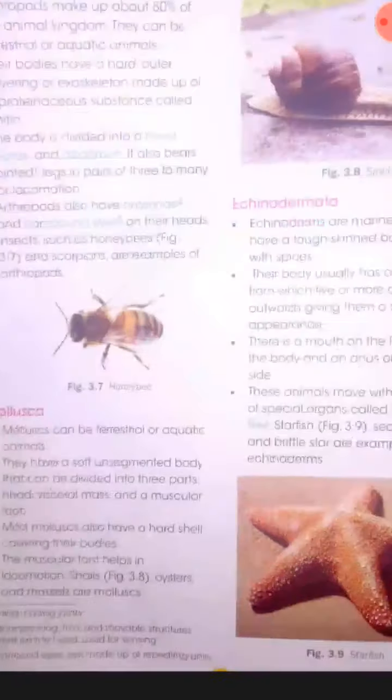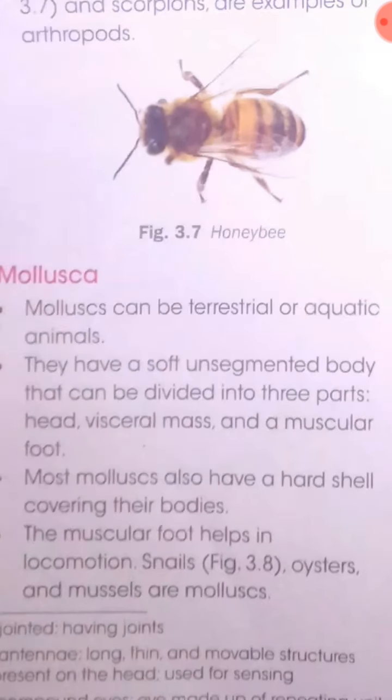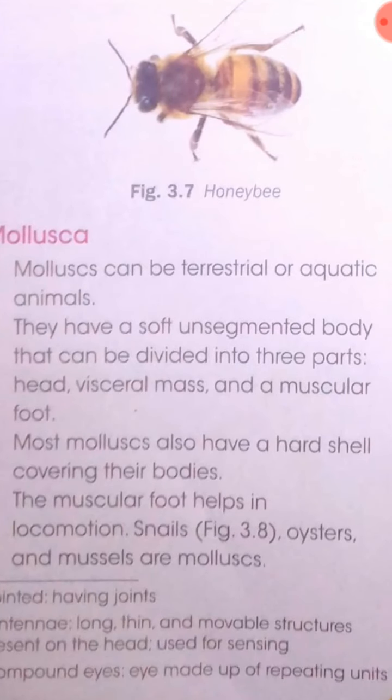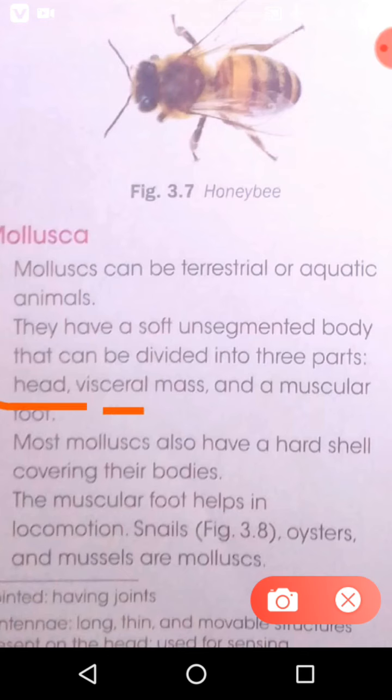Then the next phylum is Mollusca. Mollusks can be terrestrial or aquatic. Body soft, unsegmented, with a hard outer covering. The main characteristics of mollusks are the unsegmented body, the hard outer covering, and a body divided into 3 parts: head, visceral mass and muscular foot. These are important characteristics. The muscular foot helps in locomotion, means in movement. Examples: snail, oyster and mussel.